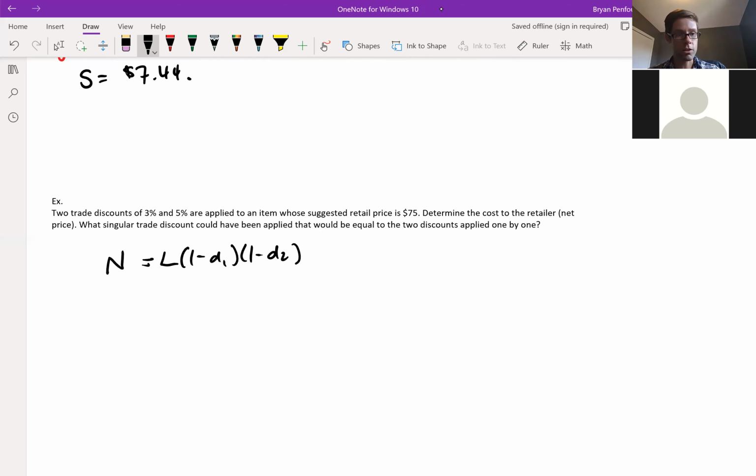Okay, we know that we're trying to calculate the net price. We're trying to calculate the cost for us as the business owner. We know that the list price is $75. That's the suggested retail price. And we have two discounts. Doesn't matter what order we apply them in. Let's maybe put our 3% first and our 5% second. And then it's just a little bit of a chug through the calculator. And yeah, Jinling, I believe you have the correct answer here. I get $69.11. Perfect.